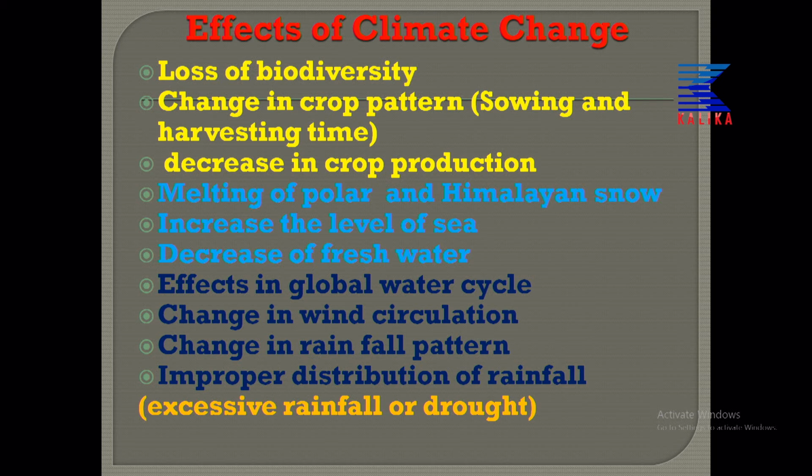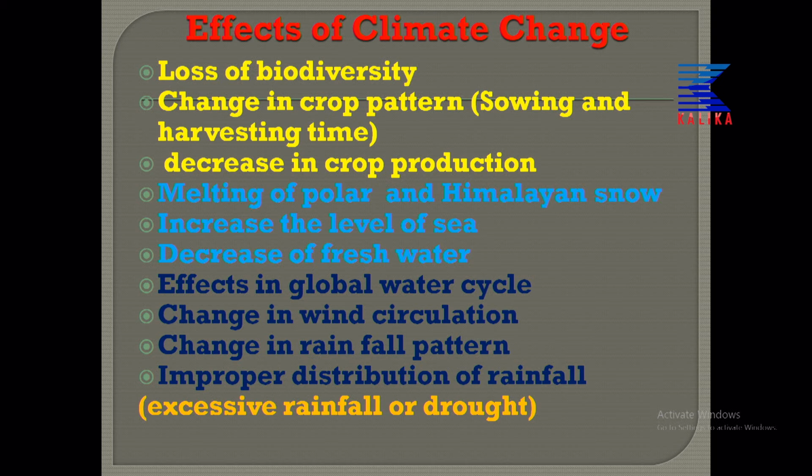Next one, change in the rainfall pattern. So some years very heavy rain and a lot of rain, some years no rain. Because of that, in some parts of the world there is drought and no rain at all, over a decade or two decades, and in some parts of the world heavy rain and flooding. So there is change in rainfall pattern. Improper distribution of rainfall. So similar points.